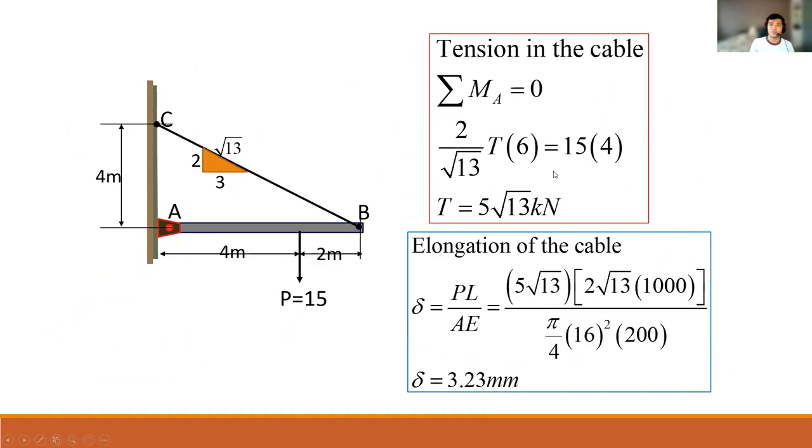All right, so this is the solution. Again, this is the forces being resolved.